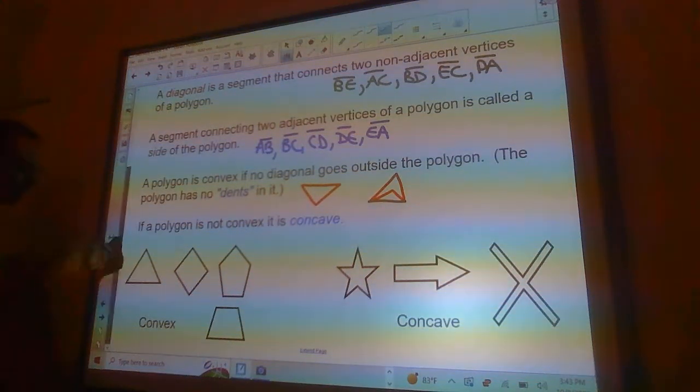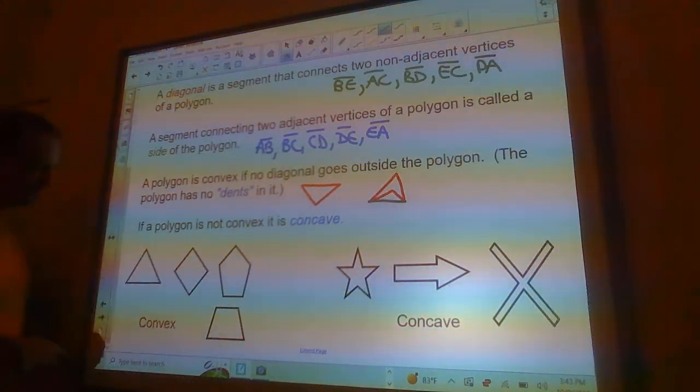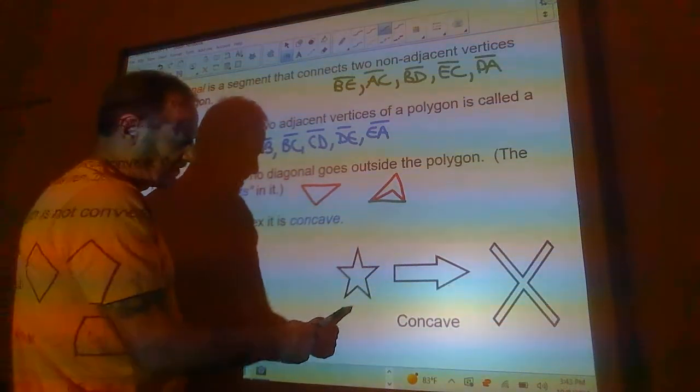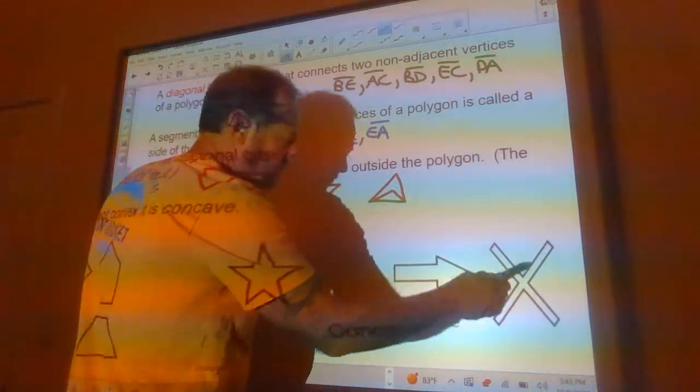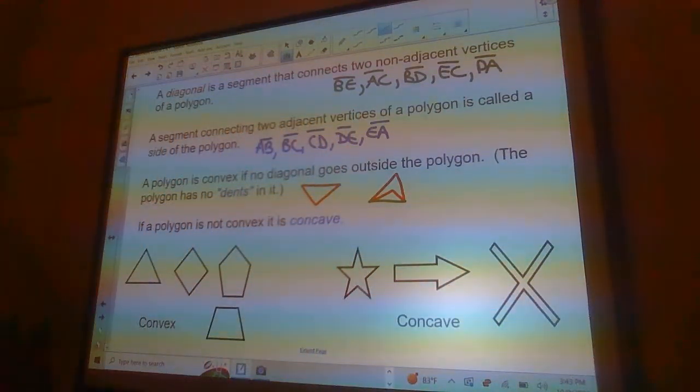So here we go. We've got some convex polygons, and we've got some concave polygons. So this has 5 dents in it. This has 2. This has 4. Okay, so it's concave.